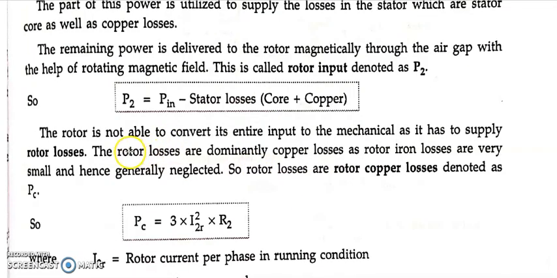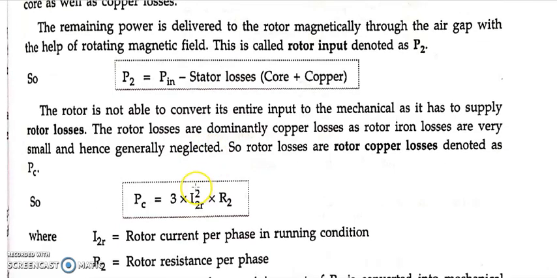So now when the rotor is given the input P2, we know that the rotor can't convert the whole P2 into mechanical output. Obviously, in the rotor also there are core losses as well as copper losses. So whatever input we give to the rotor, some amount of power is again utilized to supply the iron loss as well as the copper loss.